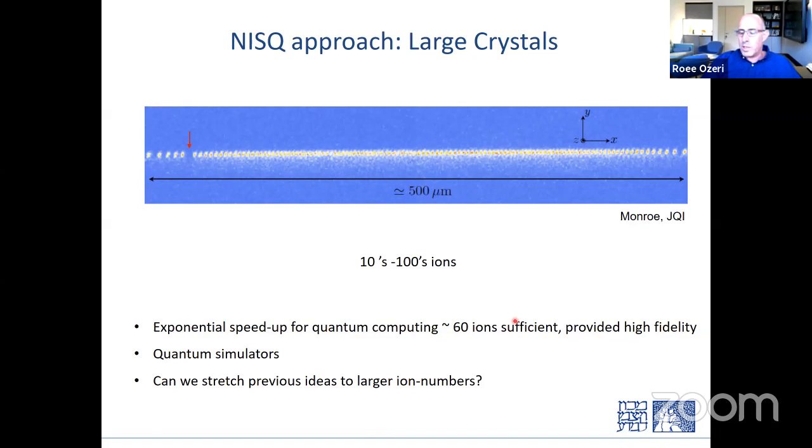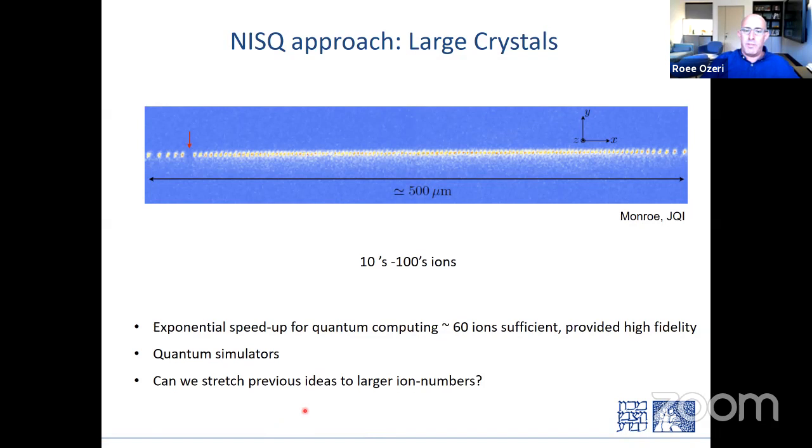We know that Google, with their Sycamore superconducting qubit computer, were able to demonstrate quantum advantage using only 53 qubits. So if we are able to build these 60 to 100 trapped ion quantum computers, we'll be able to carry out interesting quantum simulations, maybe reach quantum advantage, but we'd really be stretching the previous ideas to these numbers of ions in a chain.